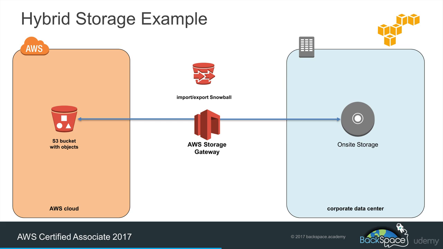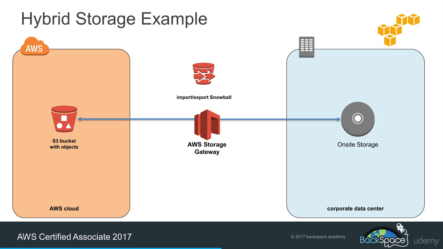So that's where the import-export Snowball would come in, where you would get a Snowball device delivered to you from AWS, and you would upload your data from your on-site storage into your Snowball device, and then you would send that off back to AWS via courier or whatever, and when they receive it, they would upload that to your Amazon S3 bucket.